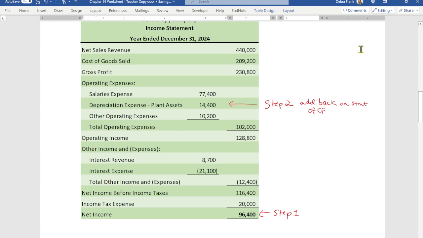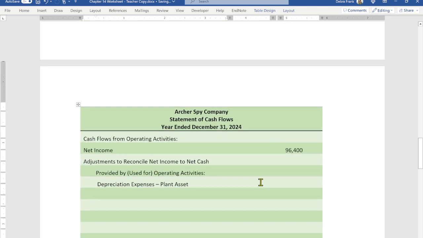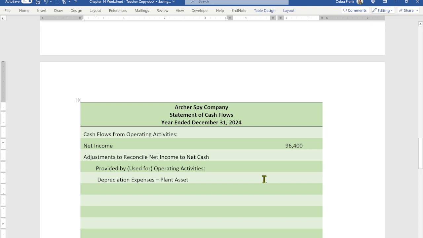All right. So that's 14,400 that we're adding back. So we're going to just increase that net income figure. We're just starting to mess with that net income figure of 96,400. We're going to start adjusting this number based off of what happened with cash or didn't happen with cash. And so that's why we're adding back this expense. We're going to increase that net income figure by this amount because it didn't involve cash. So that's why we're adding it back in. So we can see there that our second step was just to add back depreciation.